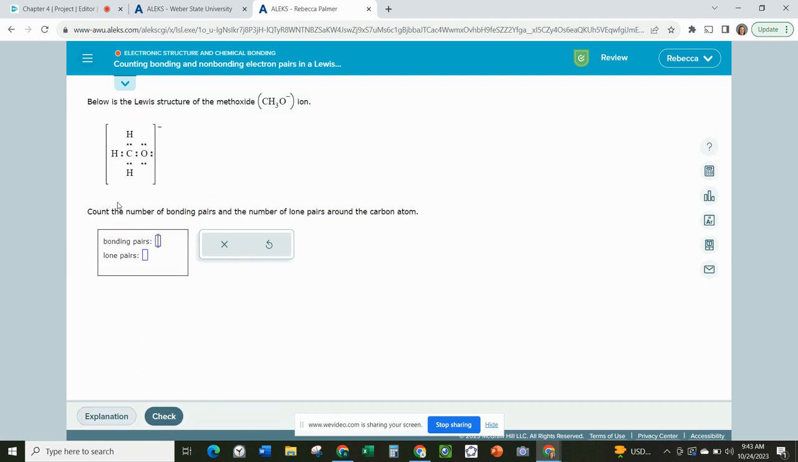Okay, here's another one. Count the number of bonding pairs and the number of lone pairs around the carbon atom. So here's our carbon atom. If we look, we have our octet, 2, 4, 6, 8 electrons around this carbon atom. But they're all being shared. This pair forms a bond with hydrogen. This pair forms a bond with hydrogen. This pair forms a bond with hydrogen. And this pair forms a bond with oxygen. This carbon has no lone pairs. They're all bonding pairs. So this would have 4 bonding pairs and 0 lone pairs. Nothing around this carbon is not being shared.